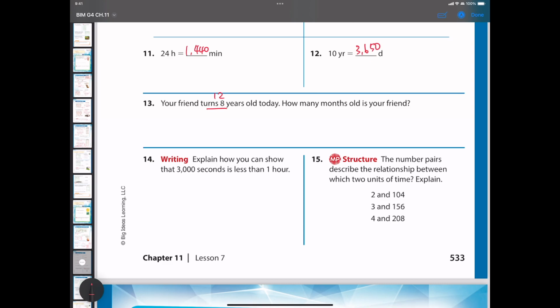So 8 times 2 is what? Carry 1 up. 8 times 1 is 8. 8 plus 1 is 9. So the answer is what? 96 months.